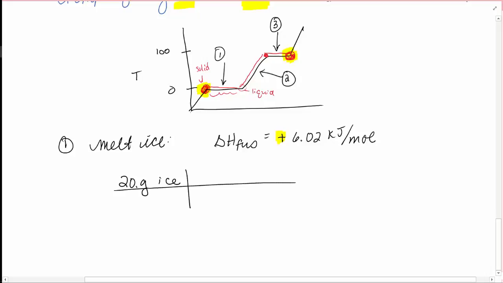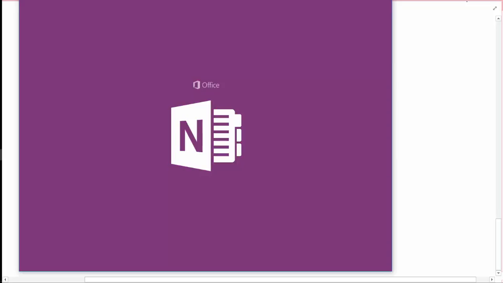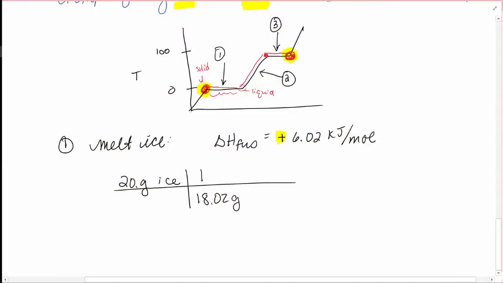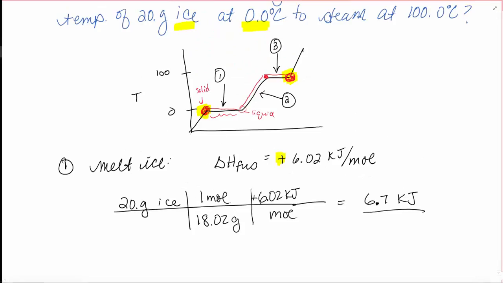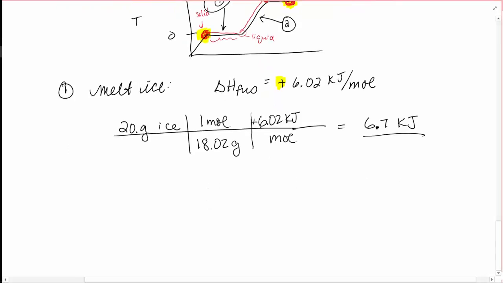I'm going to convert it into moles so I can use it. So 18.02 grams in a mole. And then I'm going to use this 6.02 kilojoules, positive, per mole. What I get is 6.7 kilojoules. That's how much energy it takes to melt the ice. So that's this.